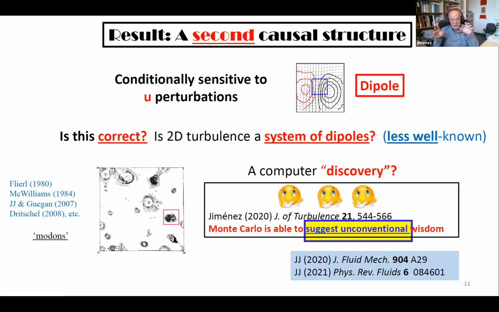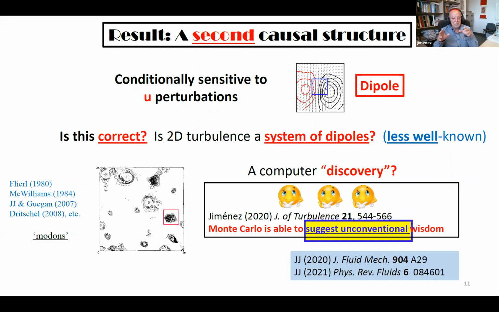It's not that dipoles were completely unknown. There are many papers on dipoles. Actually, I have several papers on dipoles. The geophysical people call them modons. They even have a formal name for them. But I was not able to find many papers saying that dipoles are the things that control the flow. Dipoles were more like a consequence of the flow. But here was the computer telling me, no, look at them because they seem to control the flow, at least in part of the flow.